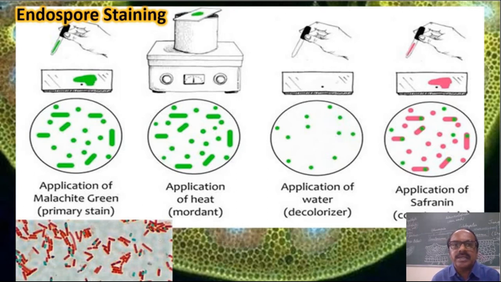Malachite Green is the dye that is taken up by the endospores, and the regions which are not stained by the Malachite Green will take up the red color stain. That's why whenever we have bacterial cultures, bacteria in a fluid or a body tissue, and if there is an endospore, that endospore region will appear green in color, whereas the other region where there is no endospore will appear red in color. So that is how you can differentiate between the endospores and the non-endosporic region of bacterial cultures.